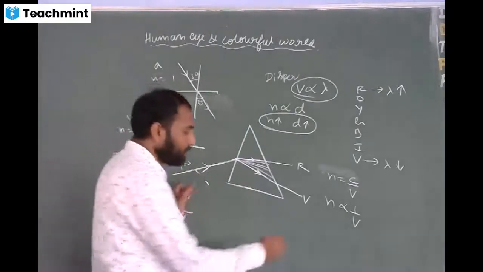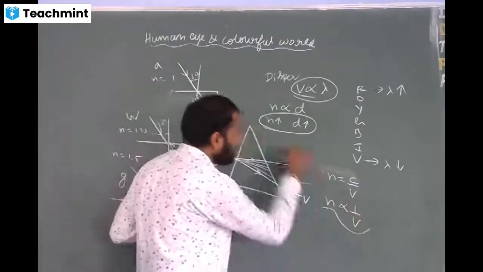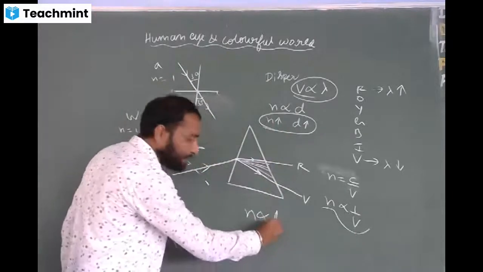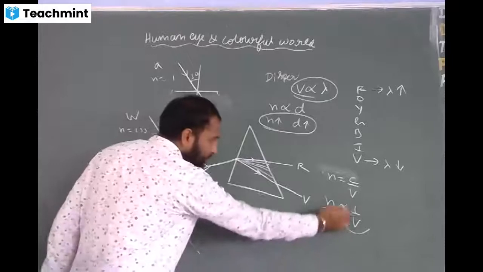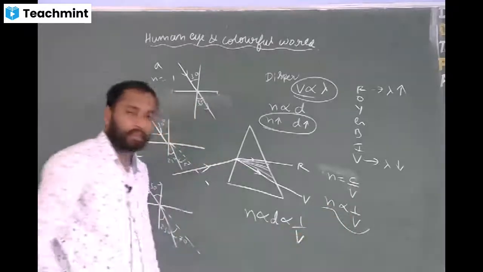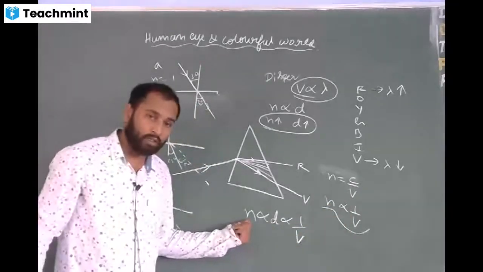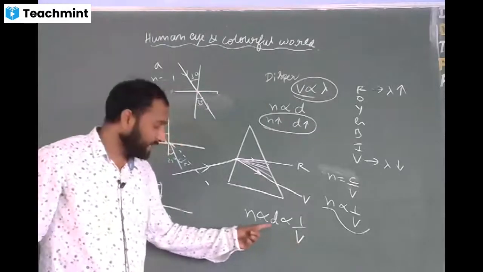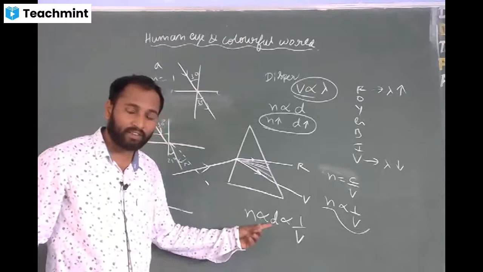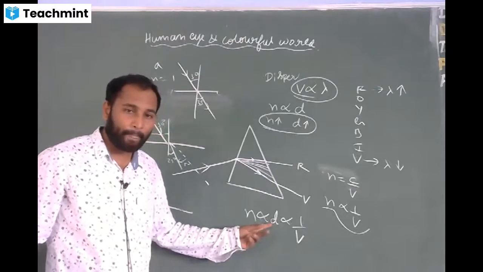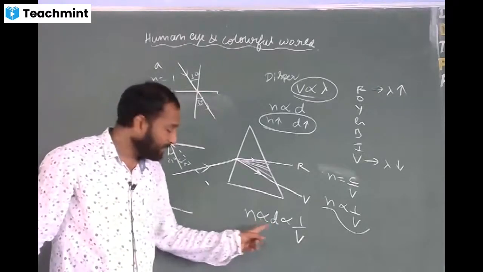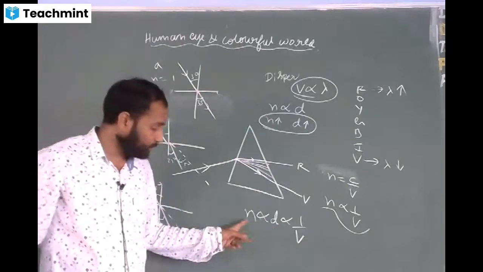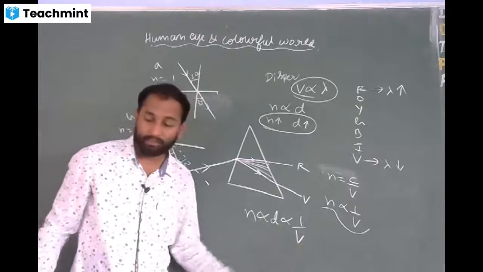So see, from this equation I can say if refractive index is more, deviation will be more, and it is directly proportional to 1 divided by v. If refractive index is more, it means speed of light is less. It means deviation will be more. If refractive index is more, deviation will be more. So out of these two, speed of light will be less.